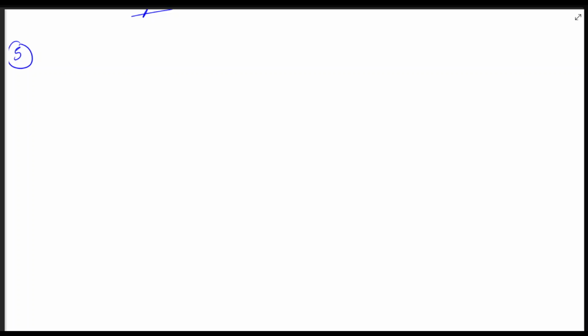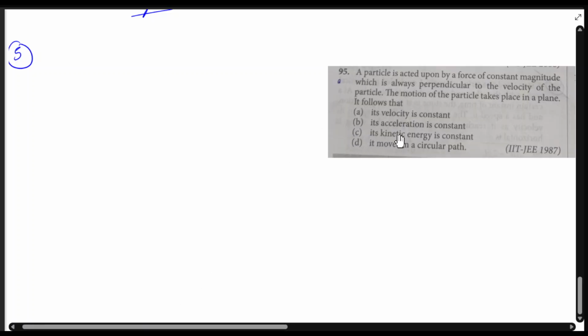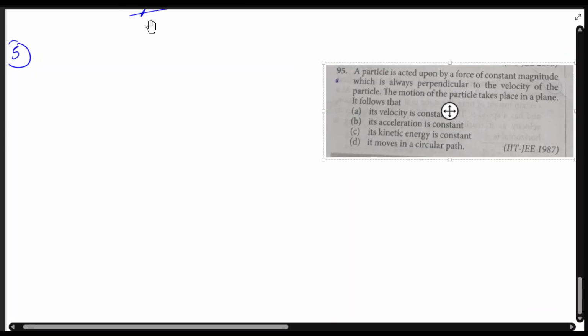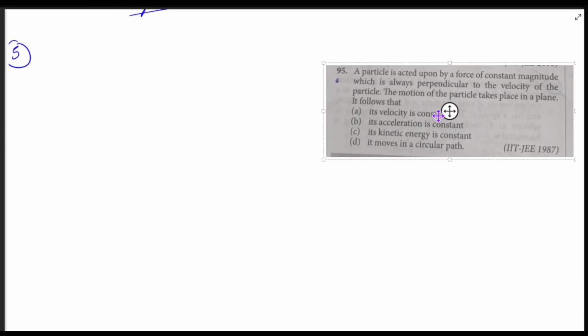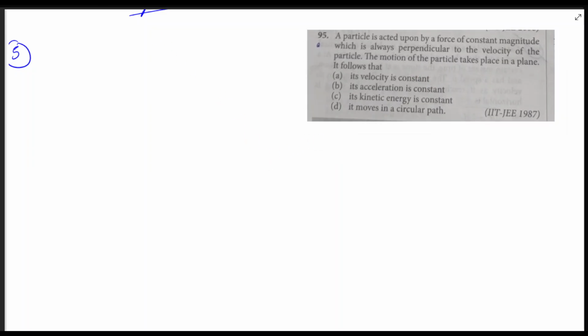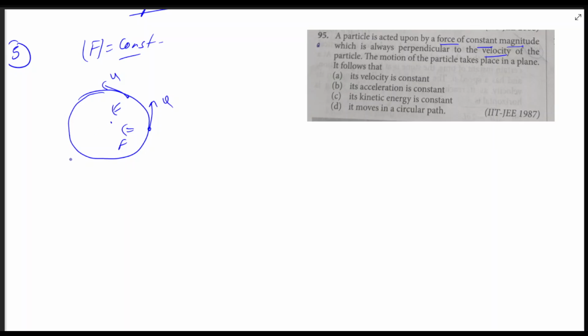So we have our fifth question right here. Okay. So what is given in this question? A particle is acted upon by a force of constant magnitude. So F is constant. The magnitude is constant. Okay. It is always perpendicular to the velocity. So this is like a circular motion. Okay. So if V is here, force is always in the perpendicular direction, right? So definitely it is talking about circular motion.